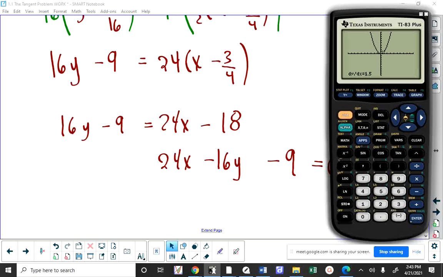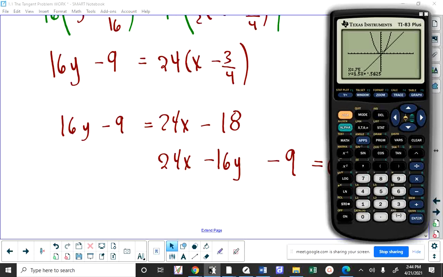If you really want it to be fancy, you can go to your draw menu, which I don't know that you've ever used. It's second program. And you can draw the tangent line at 0.75, and it draws it, and it gives you the equation of the tangent line. It gives it to you in the form y equals, but it's there.